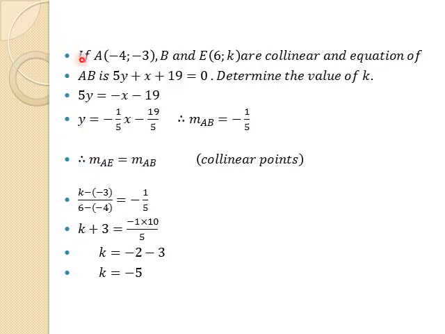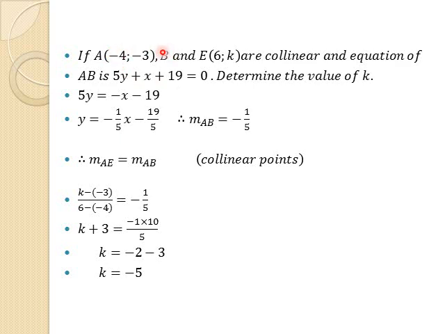Right, in the second problem, if A is (-4, -3), B and E, which are (6, k), are collinear, the equation of AB is 5y plus x plus 19 equals 0. Determine the value of k. So we have 5y plus x plus 19 equals 0 as the equation for A and B. So we can work out the gradient of AB.